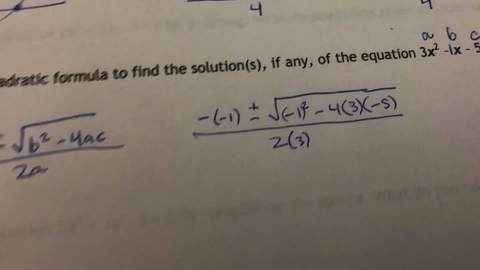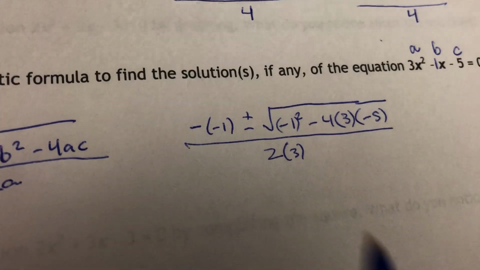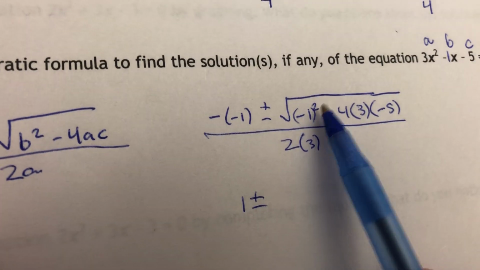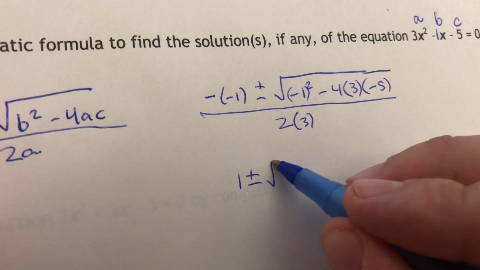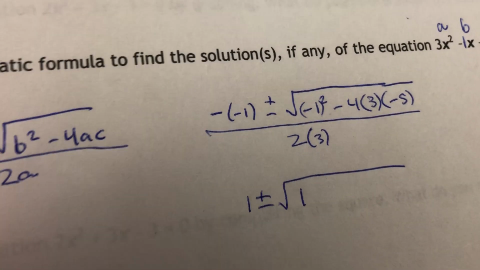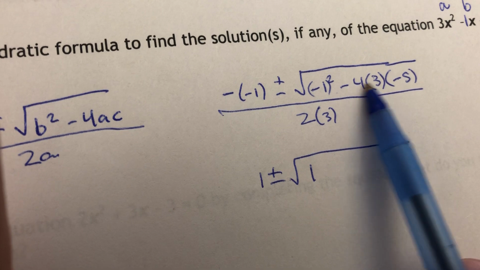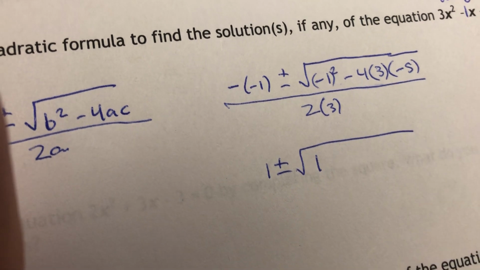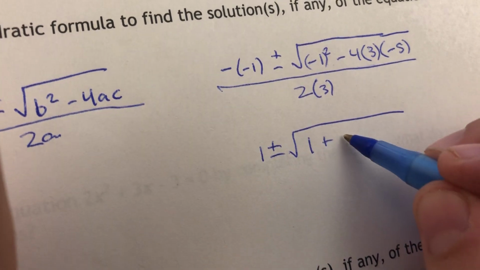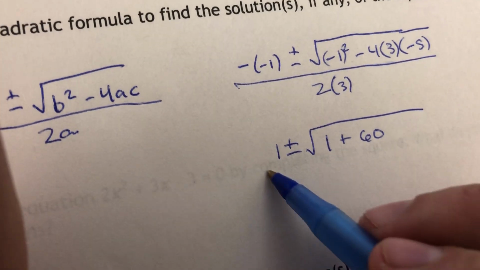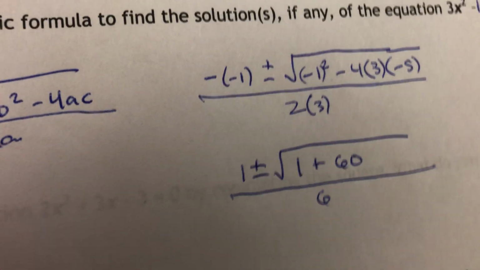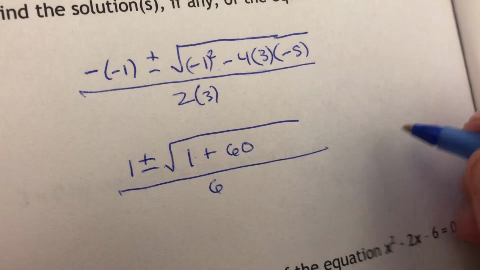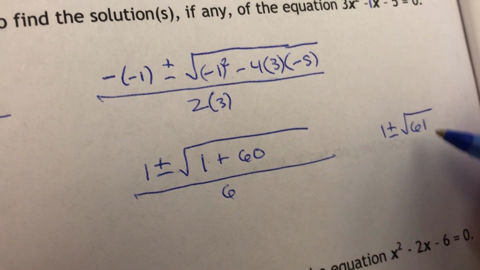All right, so to start solving through, first thing I'm going to do: the two negatives over here, -1, that's really going to make a +1. -1 squared, so -1 times -1 is going to be a +1. -4 times 3 is -12. And then -12 times -5, that's going to be a +60. And then on the bottom, 2 times 3 is 6. Combine 60 plus 1 and get 61.